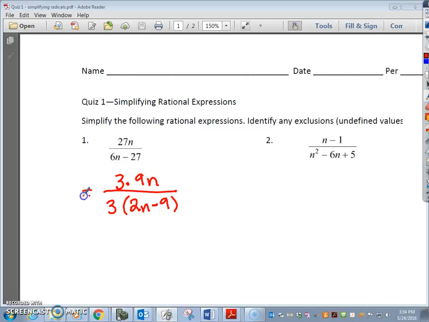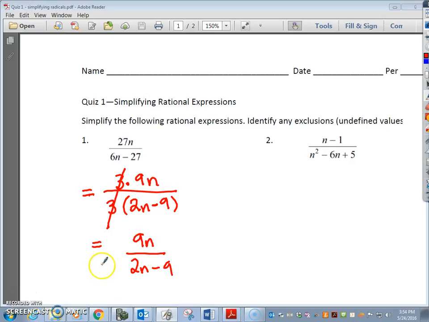So right here, we see that we have a common factor. You see how we have 3 times 9n on top, and 3 times 2n minus 9 on the bottom. These 3's cancel out because they're factors at the top and the bottom, and the only thing that's left over is 9n over 2n minus 9.